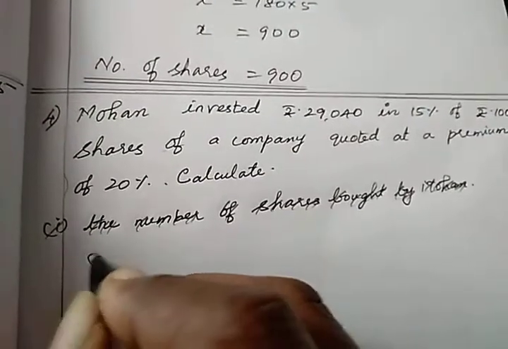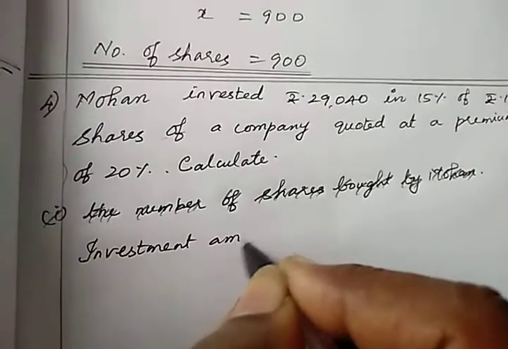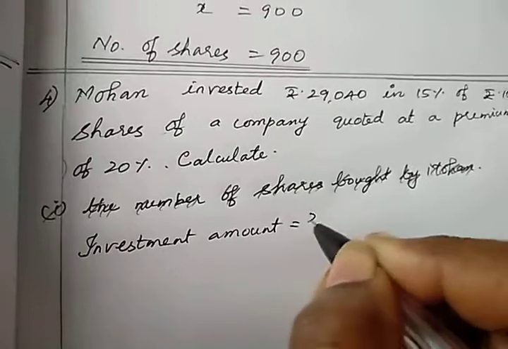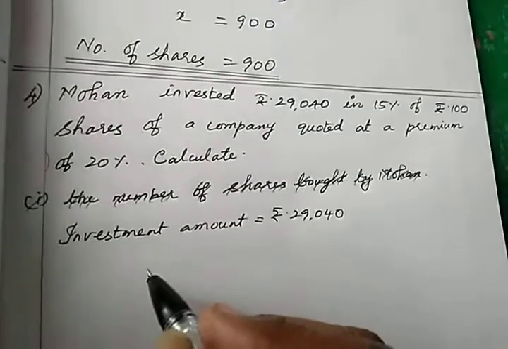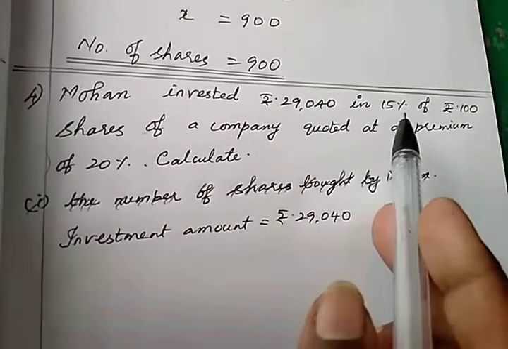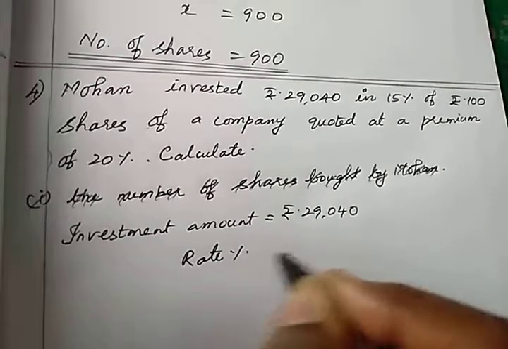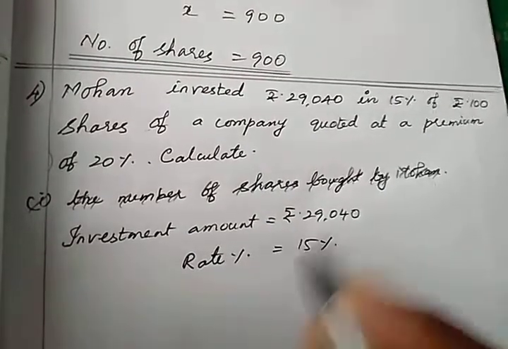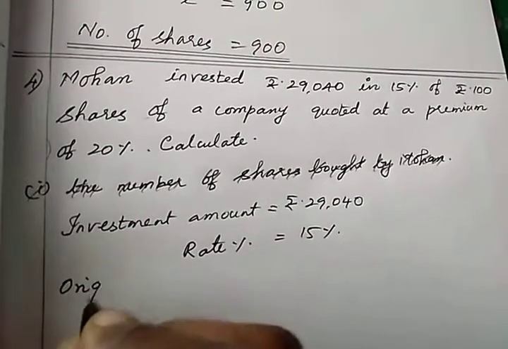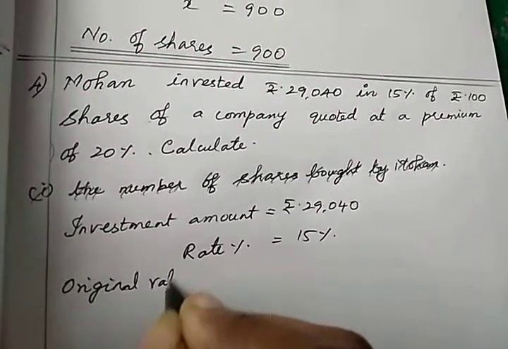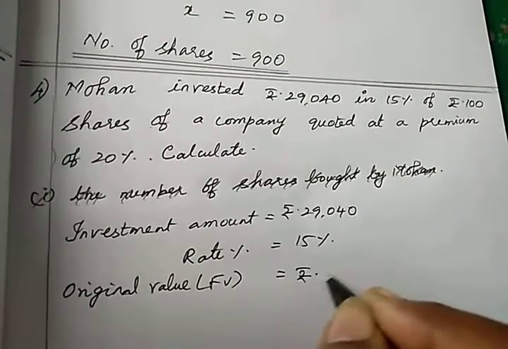What is the investment amount? Investment amount is rupees 29,040, and rate percentage is 15% of rupees 100 share, that is the face value, the original value. Face value of the share is equal to 100 for each share.